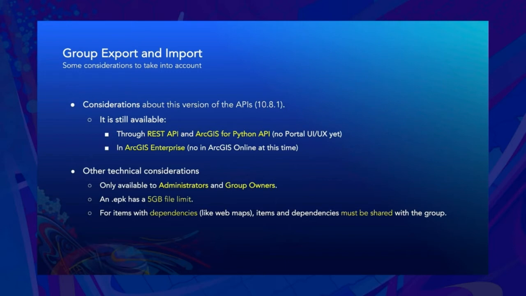Also, if you are generating an EPK file whose content has web maps, for example, referencing other items, and you want the web map to be completely copied from one organization to another, you need to remember that all the dependencies must be shared with the same group. If not, the web map won't work properly in the target organization because the content won't be copied, right?